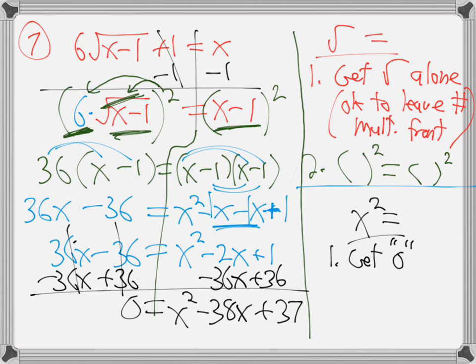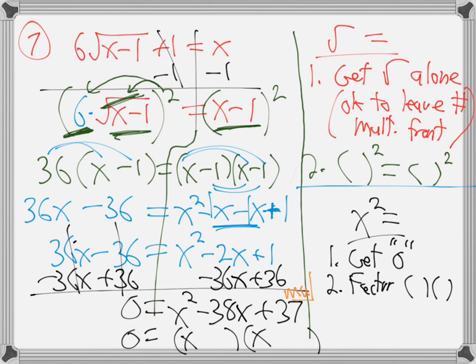Is that good? What do you do next? Factor, yeah, with the 2 parentheses. So x is in the front. What 2 numbers multiply to be, what times what is 37? 37 and 1. 1 times 37. How do they add to be negative 38? Both negative, huh? If they're both negative, you lose $1 and lose $37, you lost 38. 2 negatives multiply to be positive.